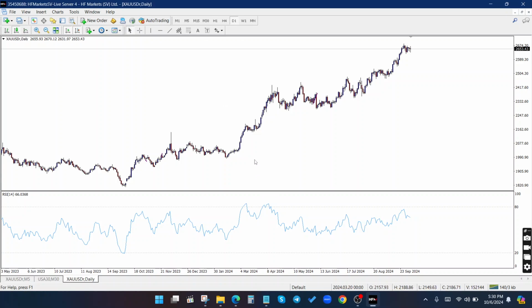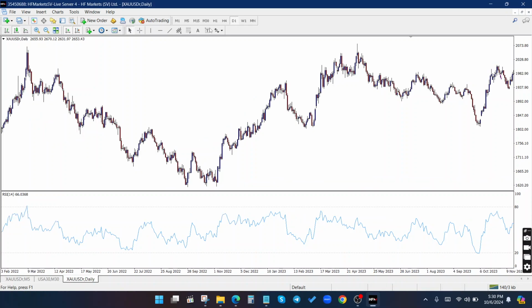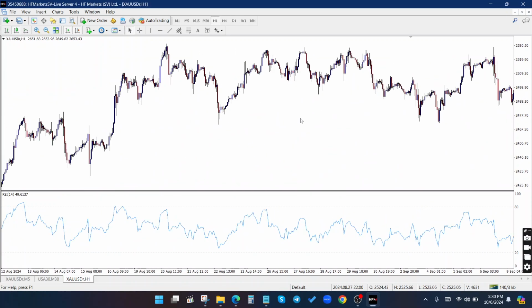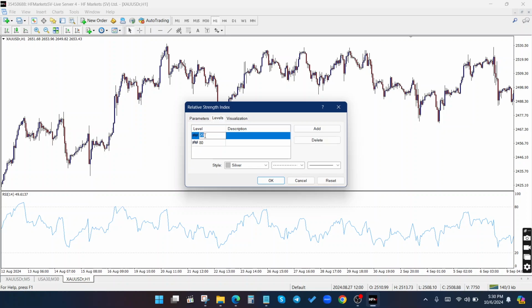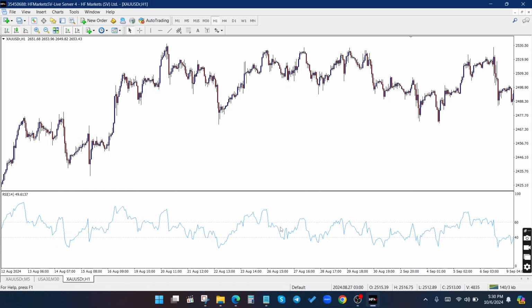Meanwhile, in a range-bound market, let us look for a range-bound period. Let's go to the smaller time frame. You might want to consider changing the levels to 40 and 60. That is for a range-bound market. The essence of this is that you can more effectively trade the range.